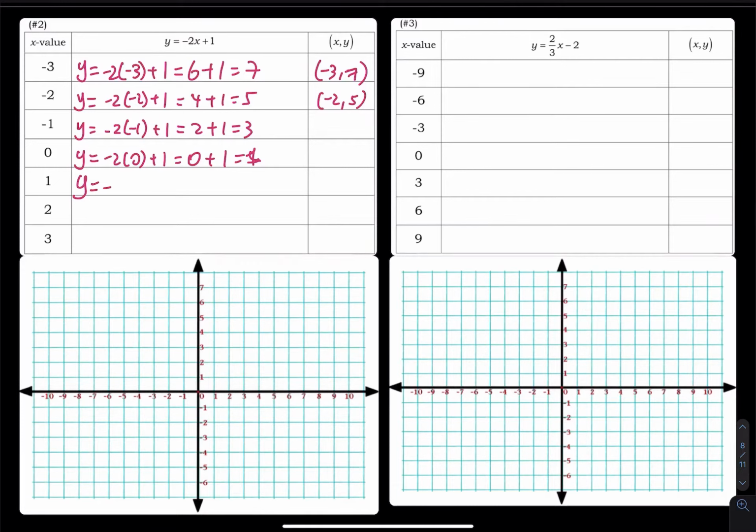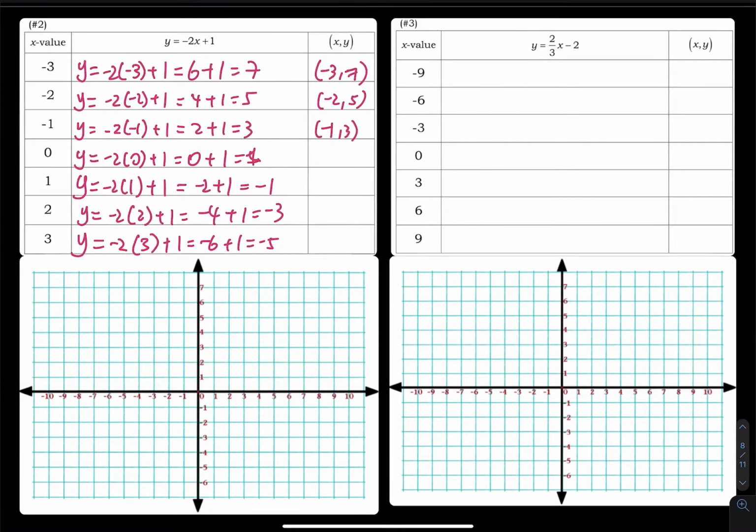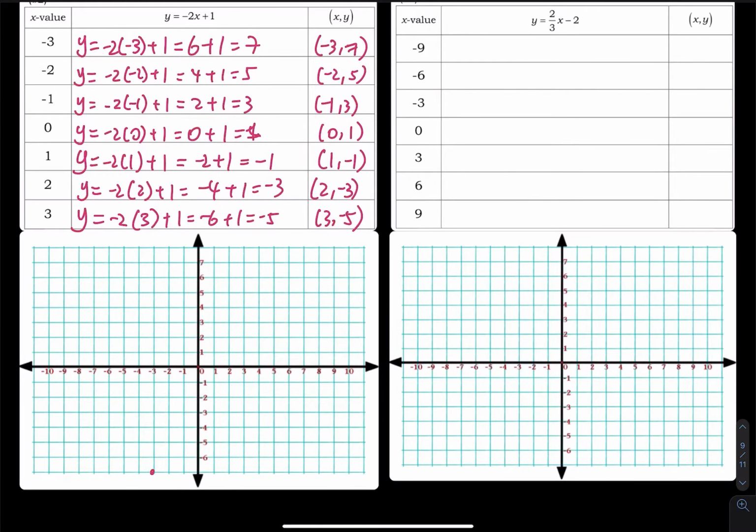And then y equals negative 2 times 1 plus 1. So that is negative 2 plus 1. Y equals negative 2 times 2 plus 1. So that is negative 4 plus 1. Y equals negative 2 times 3 plus 1. So that is negative 6 plus 1, negative 5. So we have negative 1, 3. And then 0, 1, and then 1, negative 1, and then 2, negative 3, and then 3, negative 5. Plot them.